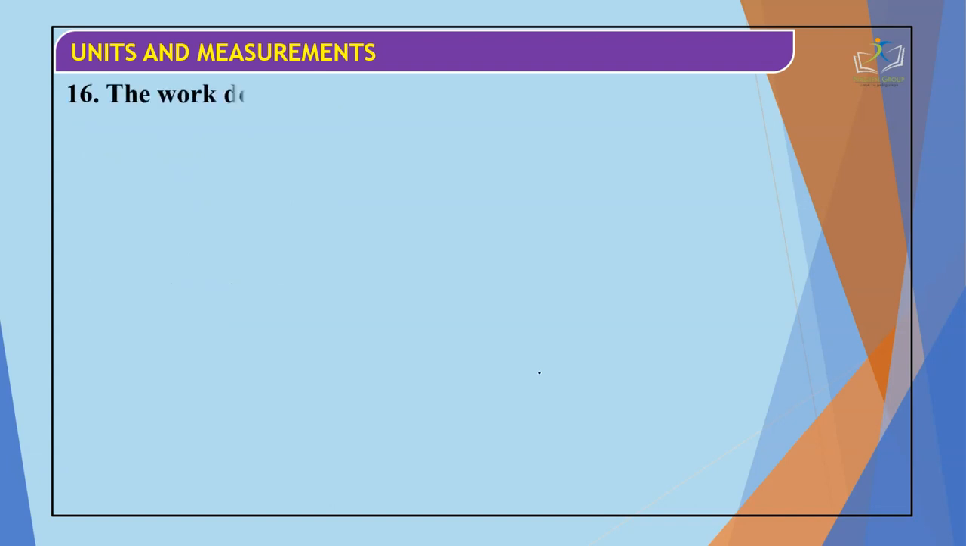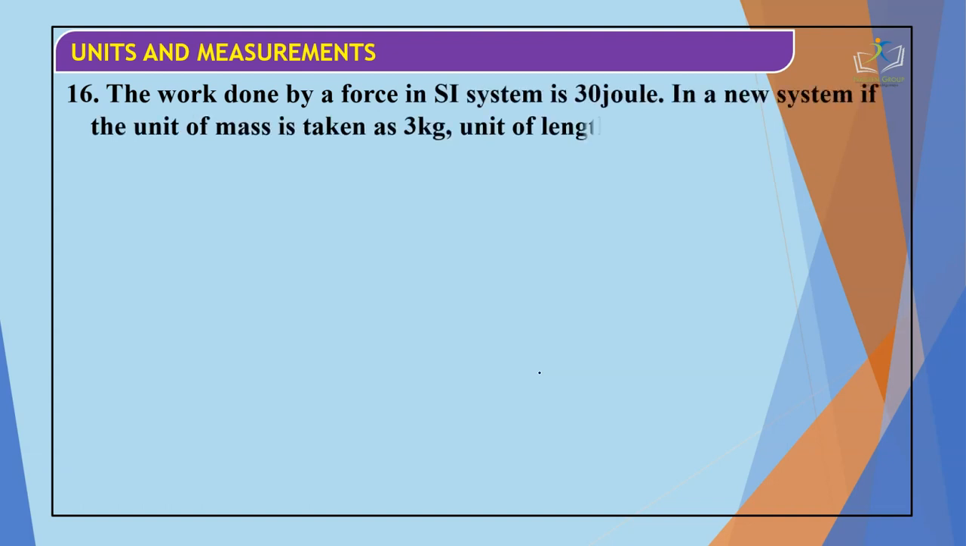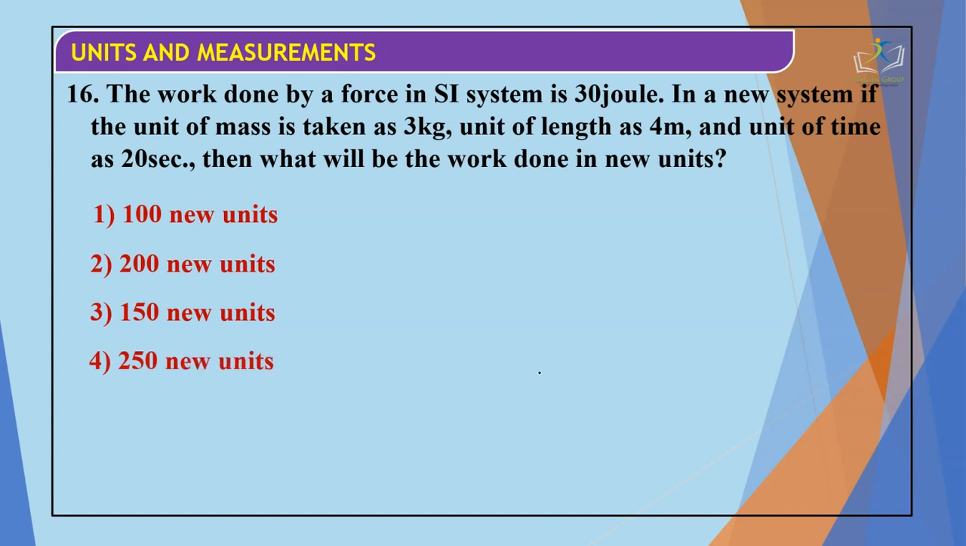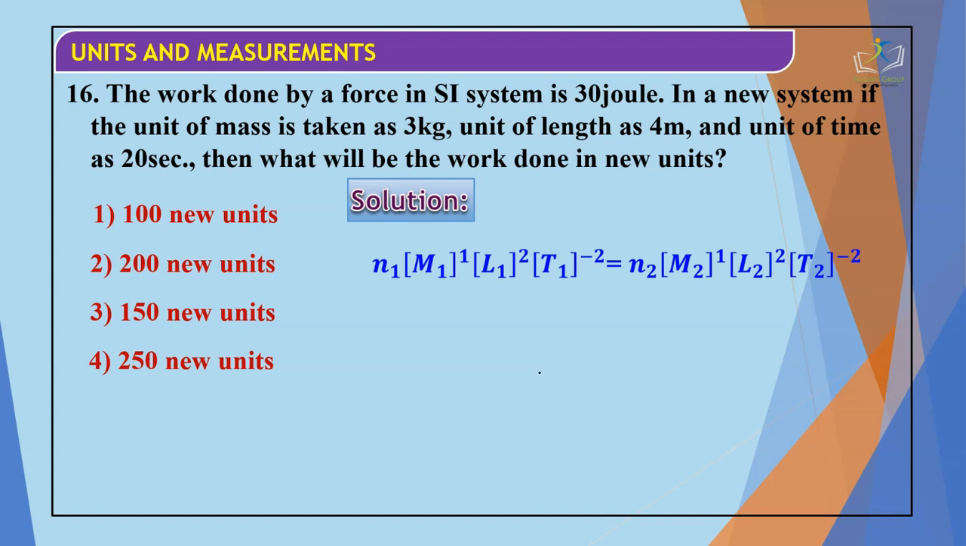Next question. The work done by a force in the SI system is 30 joule. In a new system, if the unit of mass is taken as 3 kg, unit of length as 4 meter, and unit of time as 20 second, then what will be the work done in the new system? We have these options. Let's move with the solution part.